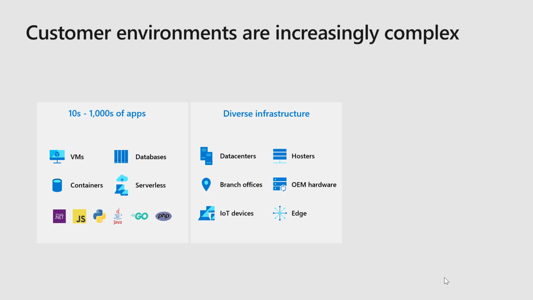Today, we probably have our own data centers. We have maybe outsourced a couple of virtual machines or servers to hosters. We are running some workloads at branch offices. We have different OEM environments. We probably have IoT devices. We have the edge. We are working with other cloud providers. So we have this huge diversity where our servers are running. And then last but not least, again, we have other cloud providers as well.